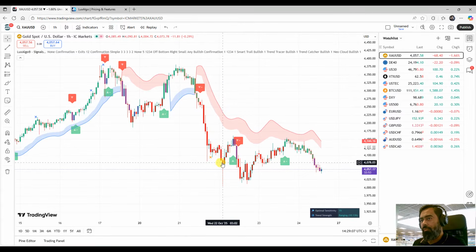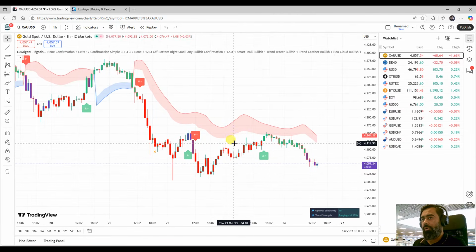And before it turns to green, it will give you a purple candle. The purple candle gives you a confirmation that the trend is going to change, but then again it goes down, it becomes red again. So that means the momentum is still in sell.